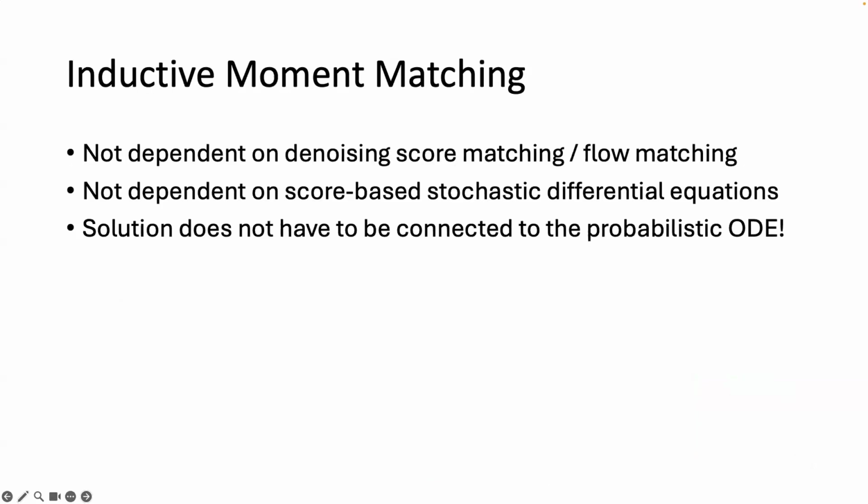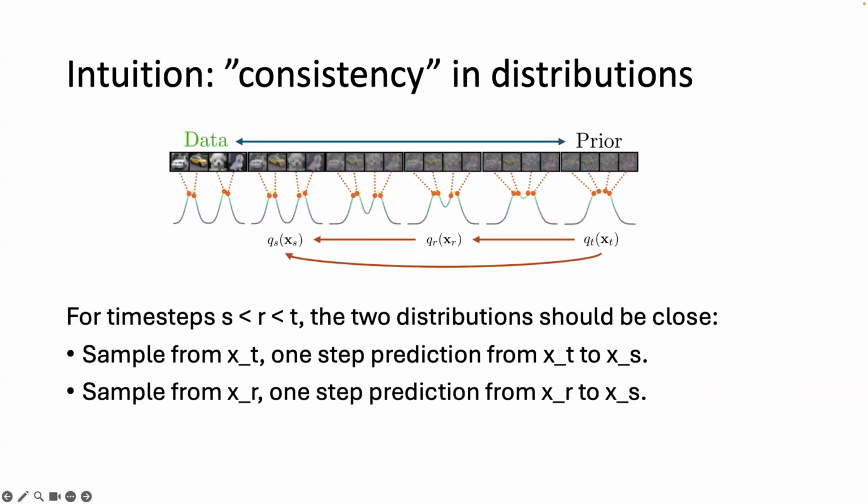What's quite interesting in Inductive Moment Matching, compared to the other methods we listed earlier, is that it actually has not much of a connection with diffusion models, except for how it is sampled. It's not dependent on denoising score matching or flow matching. It doesn't depend on score-based stochastic differential equations. And even the solution that we get does not have to be connected at all to the probability flow ODE, and we can actually find proofs for that. But the method itself is quite simple.